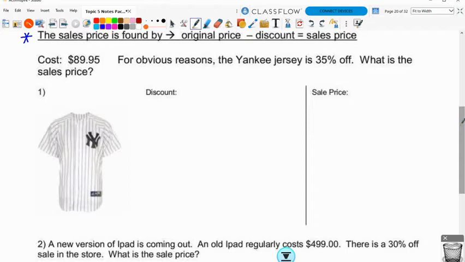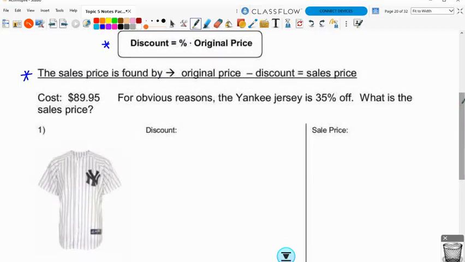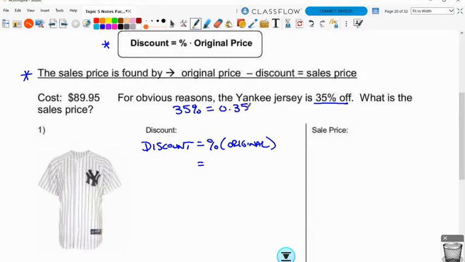In order to calculate the sale price, I have to first calculate the discount. I'm going to start by writing the discount equation, which says that the discount is a percentage of the original or retail price. Reading through, I can see that the discount is 35%. I'm going to convert that into a decimal first. 35% is equal to 35 hundredths, so I'm going to record that for my rate. And they gave me the original price of $89.95.